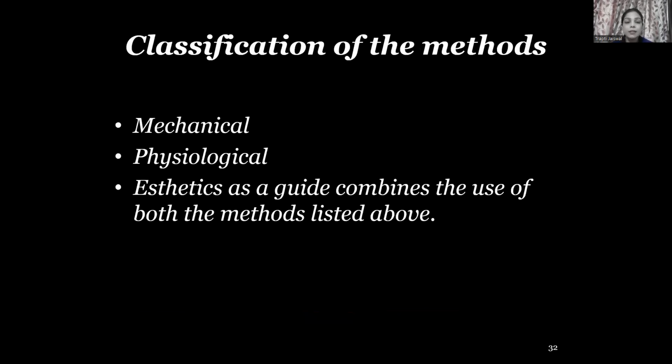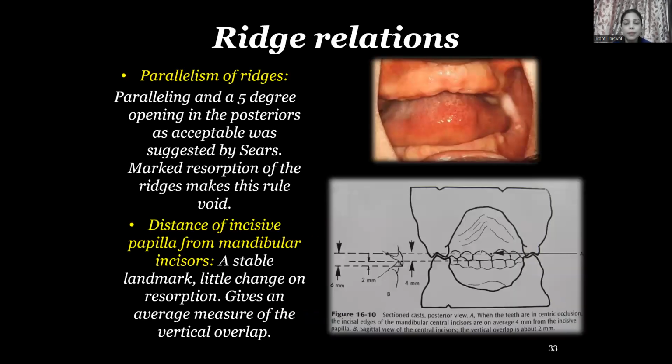Methods can be mechanical, physiological, and aesthetic. As a guide, combine the use of both methods. In the mechanical method, the ridge relation is one of the methods. So parallelism of the ridges: it is said that at the vertical dimension of occlusion, the maxillary and mandibular ridges will be parallel to each other, and there will be a 5-degree opening in the posterior region. This was acceptable, and this was suggested by Sears.